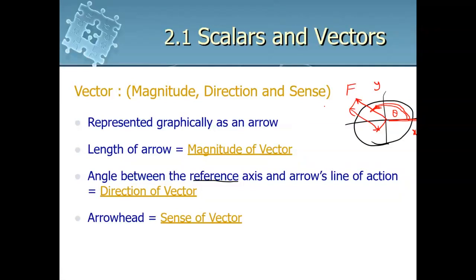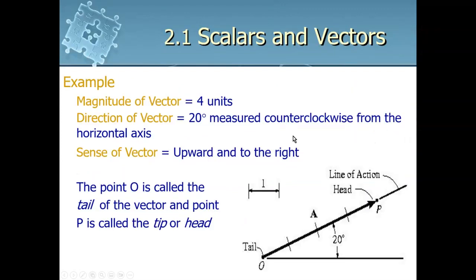So what about the sense of the vector? The sense of the vector is shown by the arrowhead. So the arrowhead tells you the sense of the vector. Here, let's start with this example. That is my reference x-axis, and that is my vector. The line of action, or LOA, is very important. That is the line of action. This is the carrier of the vector. My vector is sitting on top of that line of action, and the angle by which the x-axis should travel counterclockwise to get to this vector is the direction.